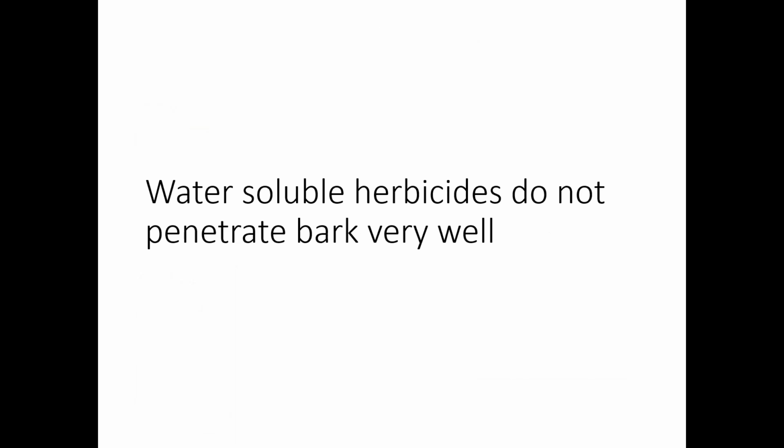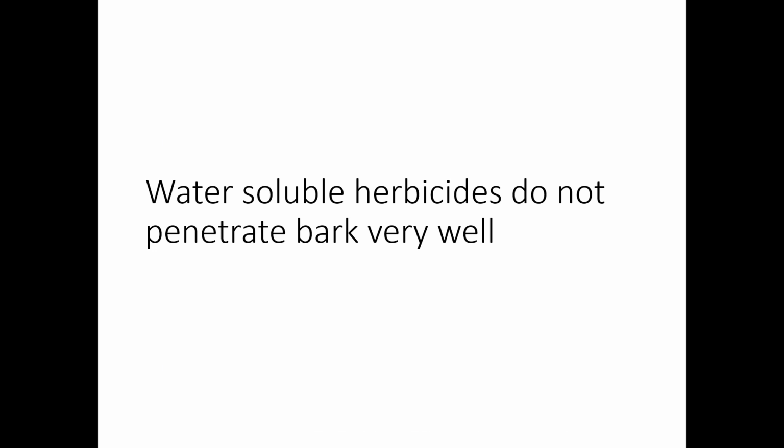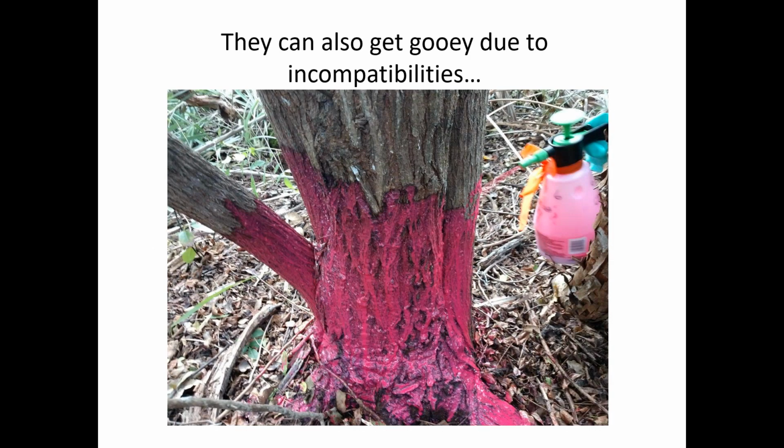Water soluble herbicides do not penetrate bark very well. What I think is going on there is aminopyralid or imazamox is being applied, and it's not penetrating the bark at all, but it's actually moving down the stems with precipitation, and it is right there concentrating at the root collar of the tree where there can be a lot of soil activity with both of those herbicides. So I think what you're seeing there is a nice complementary soil activity from these herbicides when they are used as a basal bark.